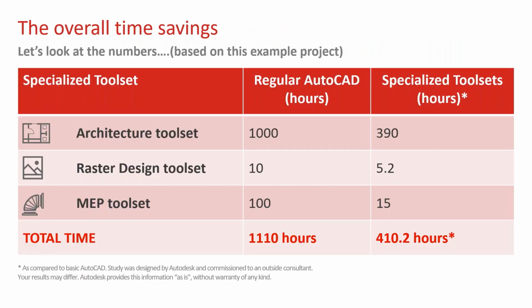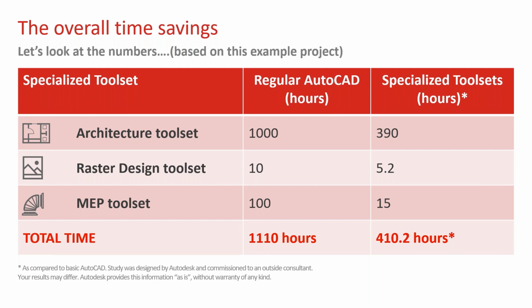I'm just going to jump into the overall time savings now. This is based on this example project that I've gone through in the videos, and based on the slides that you saw right at the beginning with the hours and the time savings. If you look at these numbers, I've put it into a table, and what I find is if I tabulate something, I can see the value of it. So the architecture toolset, regular AutoCAD, it would take me 1,000 hours, but if I'm using the specialized toolset, the architecture toolset, it will only take me 390 hours.